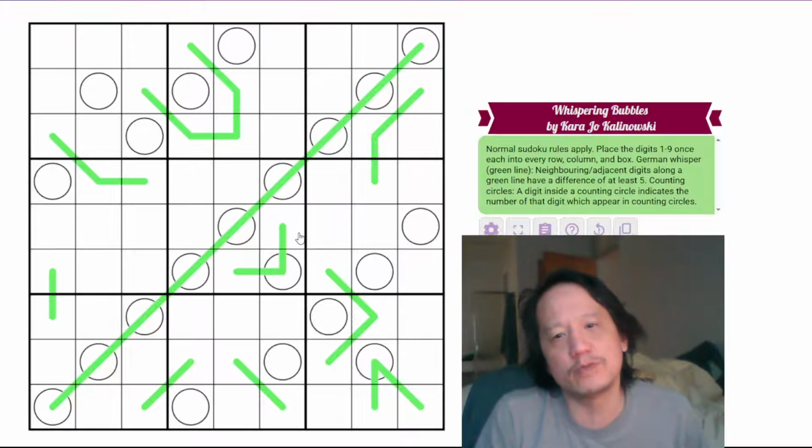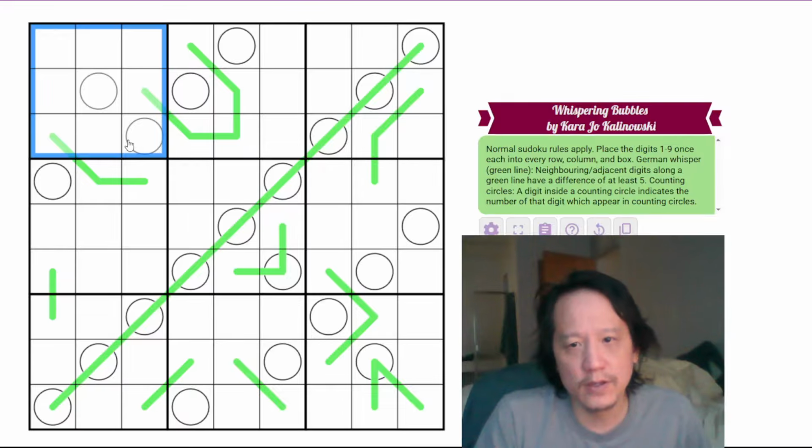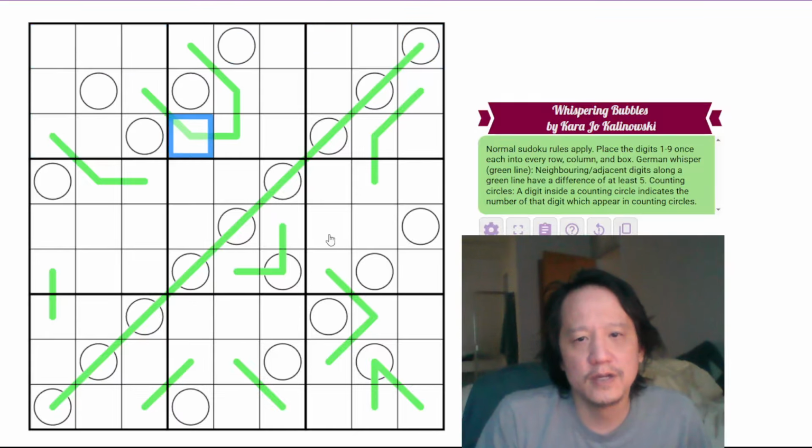Normal Sudoku rules apply, which means in every cell in the grid, place a single digit from 1 through 9, such that there are no repeats in any row, column, or designated 9-cell region, which is, in this case, a box. Or as she says it, place the digits 1 through 9 once each into every row, column, and box.